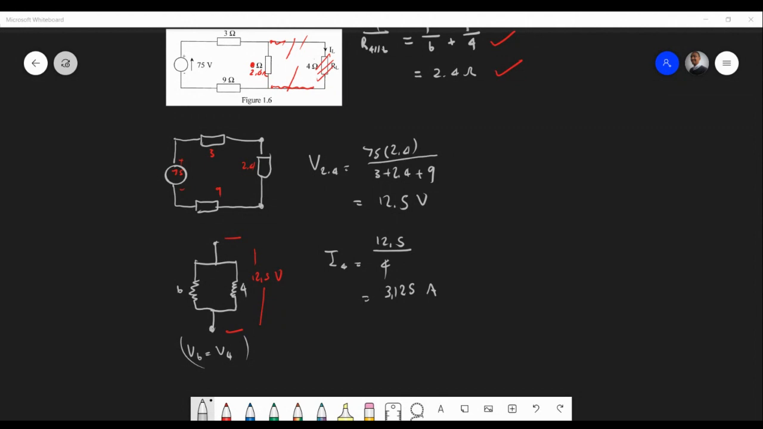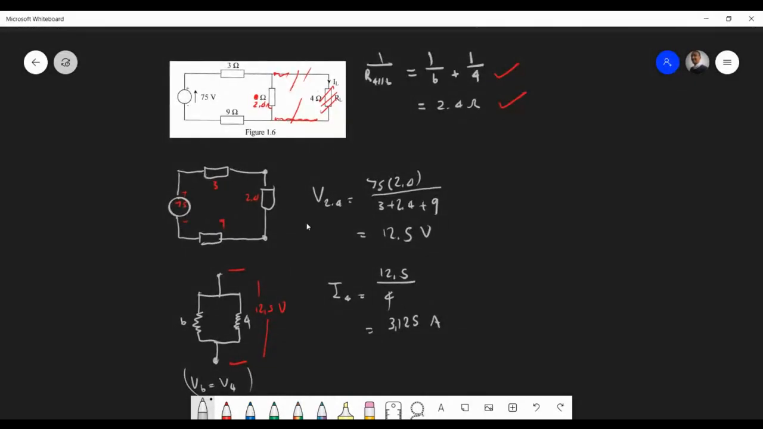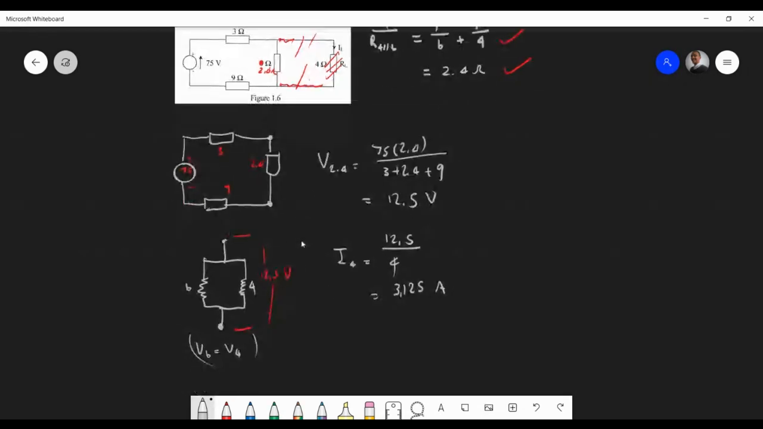So what I did now is that we found the voltage across the 2.4. First, we found the equivalent resistance from the 4 and 6, that's in parallel. We get that part. Then we take the 2 and find the voltage across the 2.4. And the reason we find it across them is that the voltage is the same.